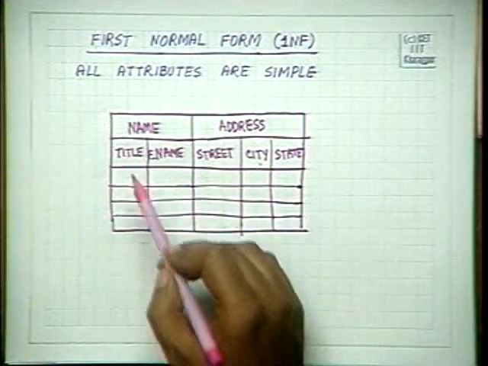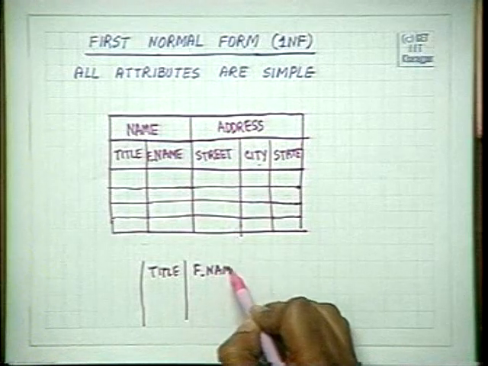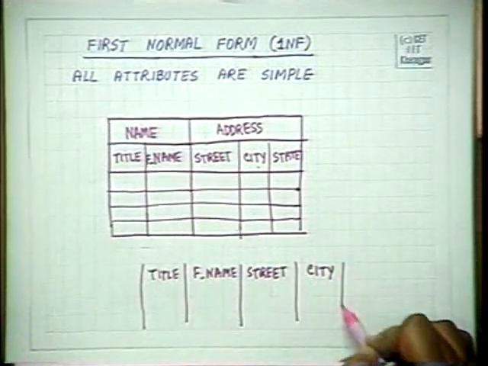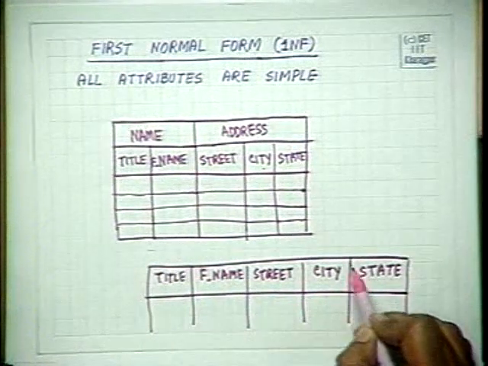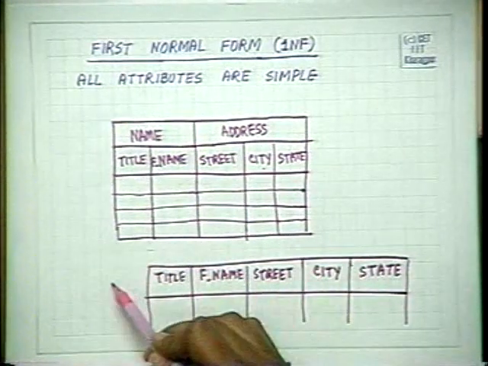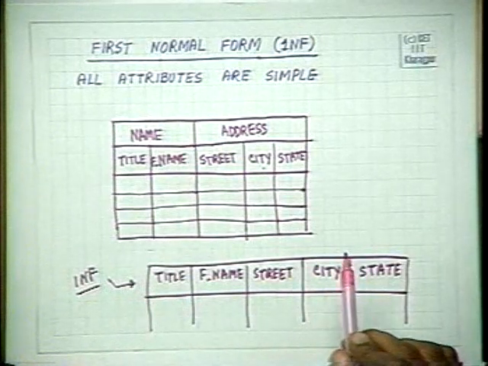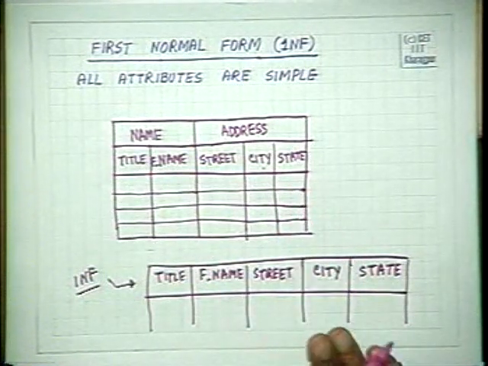And in this particular case, in order to make it simple, we will have title, fname, street, city, and state. This is a flat with no nesting, and this is said to be in 1NF. The first normal form does not even check for functional dependencies. A relational scheme is in the first normal form if it is simple, if all attributes are simple. Anyway, till now we have discussed only simple ones, and it does not even consider the concept of a functional dependency.